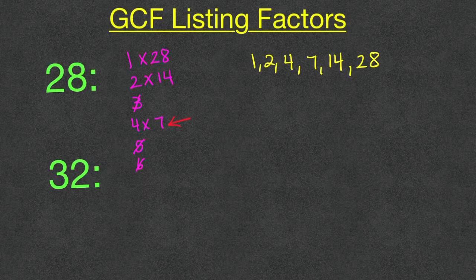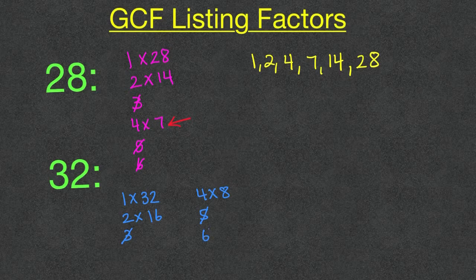Now let's do the same thing for 32. And again, we're going to try to go in order. So let's do 1 times 32, 2 times 16, 3, you cannot do it, 4 times 8, 5, you cannot do it, 6, you cannot do it, 7, you cannot do it, and we're going to stop here because we already have 8. So the factors for 32 are 1, 2, 4, 8, 16, and 32.